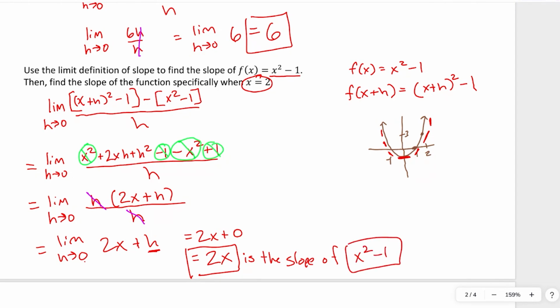And so basically what that means is if we want a slope when x is 2, well, we could just throw that into our slope equation. So our follow-up statement here, kind of wish I had a little bit more space here, but I'll say the slope of y equals x squared minus 1, at x equals 2 is 4. Okay, 2 times 2 is 4.